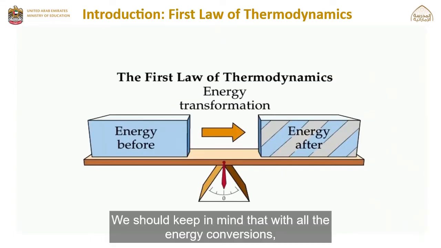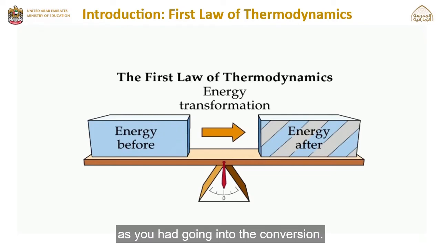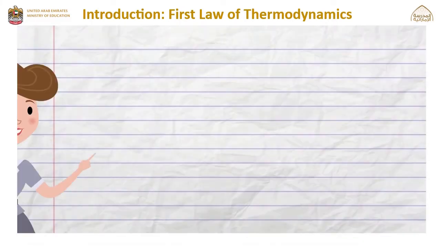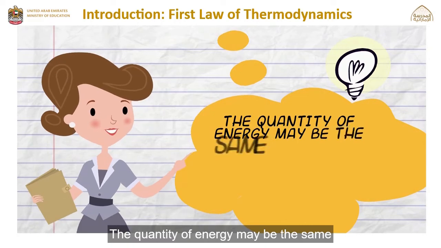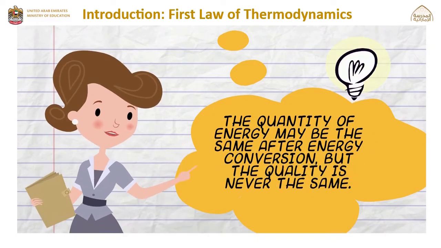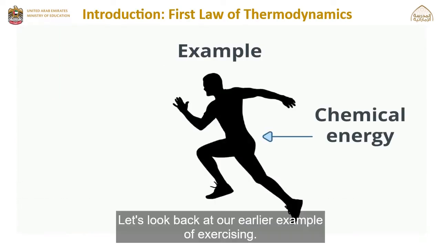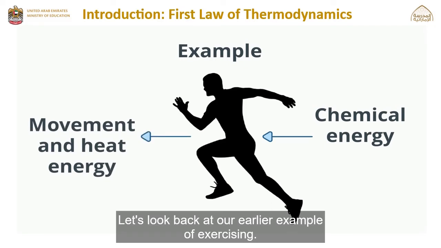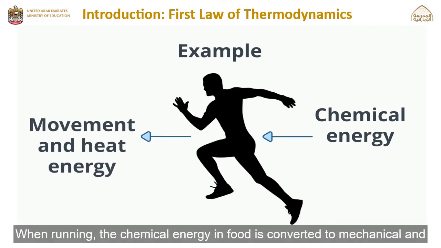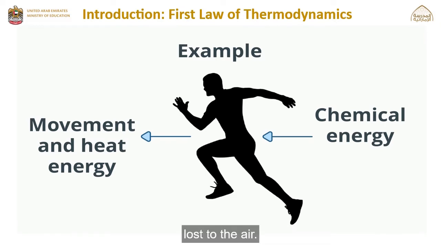We should keep in mind that with all the energy conversions, you end up with the same amount of energy coming out of the conversion as you had going into the conversion. The quantity of energy may be the same after energy conversion, but the quality is never the same. Let's look back at our earlier example of exercising. When running, the chemical energy in food is converted to mechanical and electrical energy. Then it is dissipated as heat, which is lost to the air.